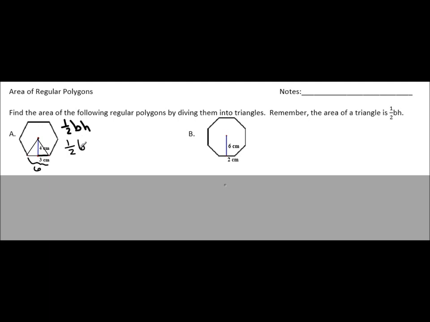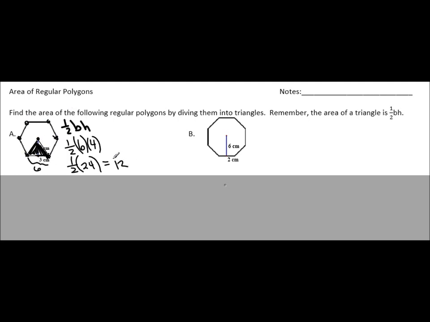So 1/2 of 6. And the height of this polygon, as we can see, is from the center to the end point here, which is 4. So the area of just this one triangle is going to be 1/2 of 24, which is 12. That gives us the area of this triangle. And as we said, there are 1, 2, 3, 4, 5, 6 triangles that exist within this regular polygon.